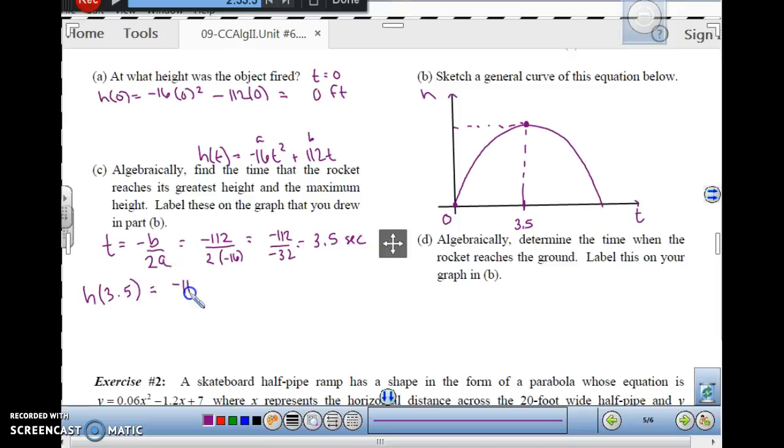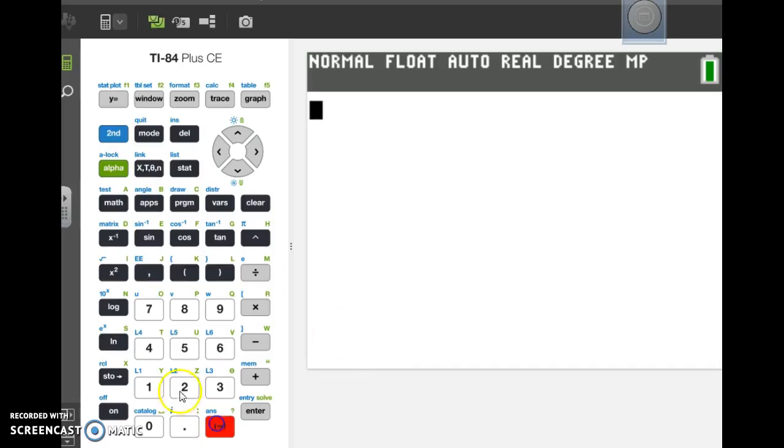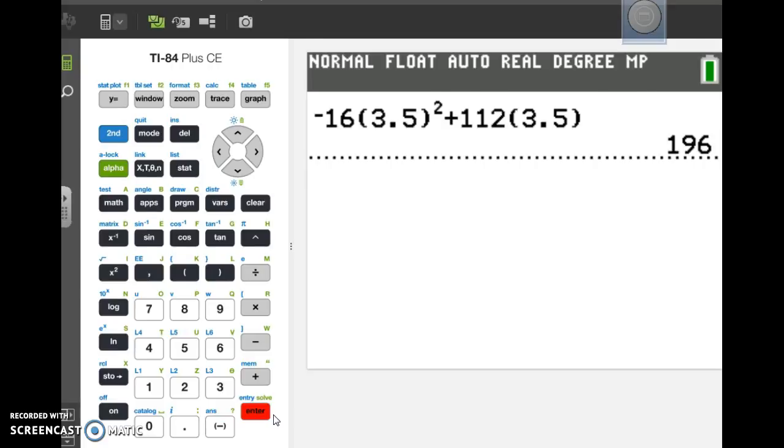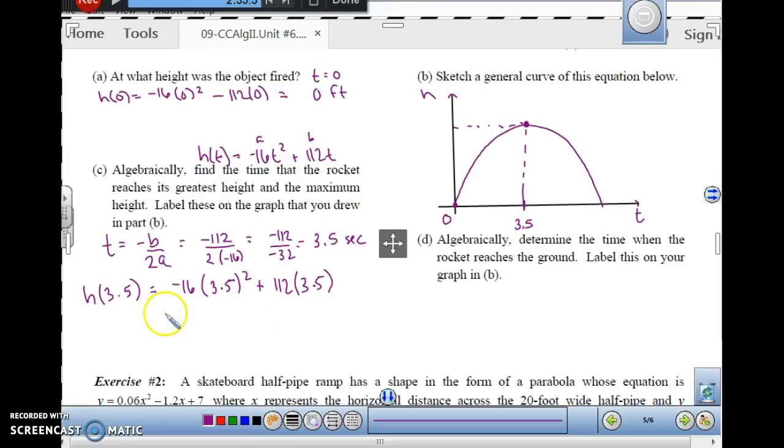All right, so plug that in. Negative 16 times 3.5 squared plus 112 times 3.5. Now, I can do that on my calculator pretty easily. Negative 16 times 3.5 squared plus 112 times 3.5. And that tells me it should be 196. So at 3.5 seconds, it will be 196 feet in the air.